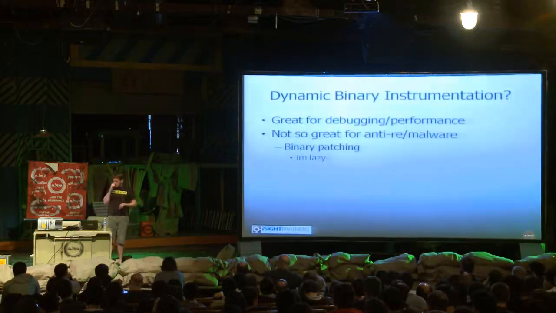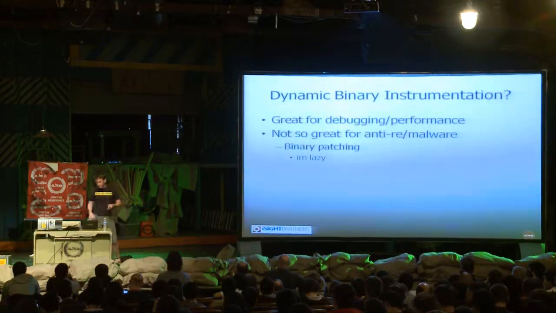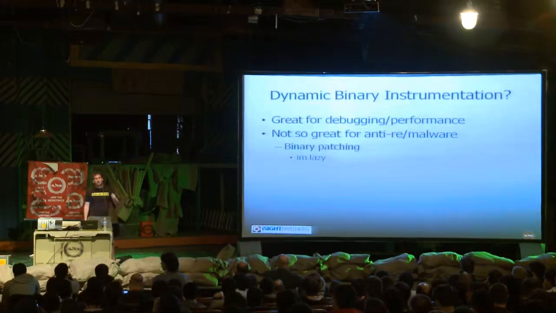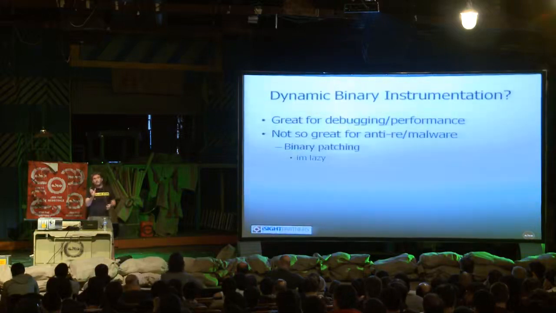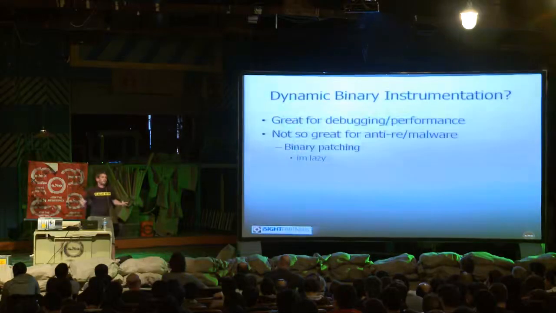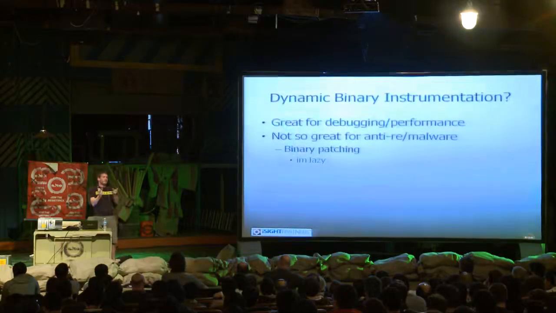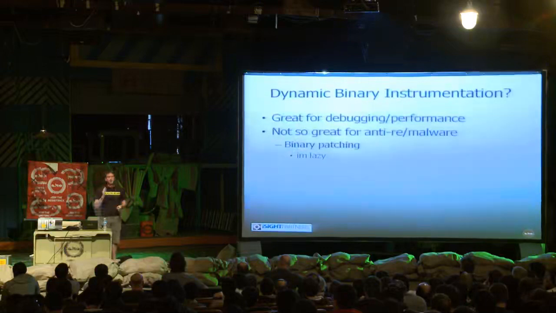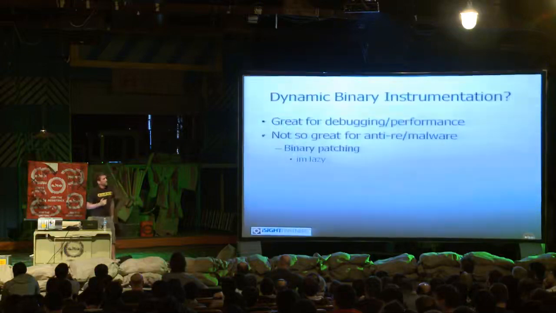It's not so great if you're trying to run code that tries to be stealthy or tries to evade analysis, because it's obviously modifying the binary in some way. That means code could exist to check if the binary is modified, or the stack is not as it should be, because this dynamic framework has modified memory.